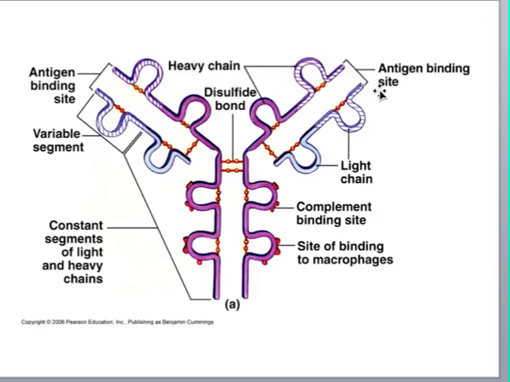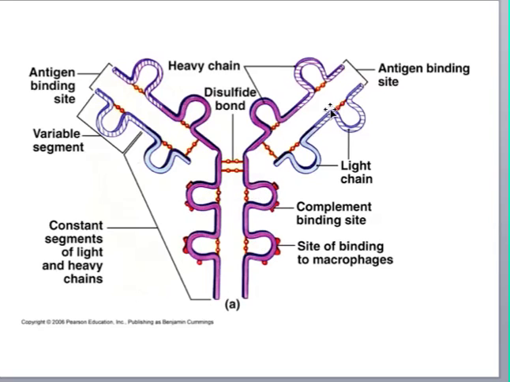Now the variable part of the molecule, the variable segment, is the part that's got hash marks, at this end. This is where the antigen will bind. The antigen binds right here to the variable segment of the antibody.